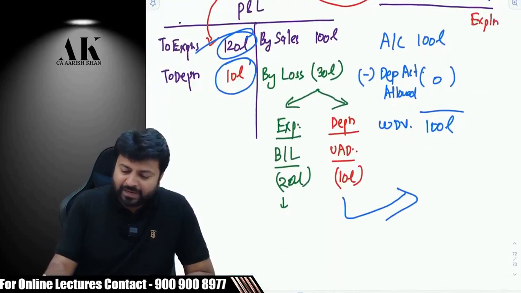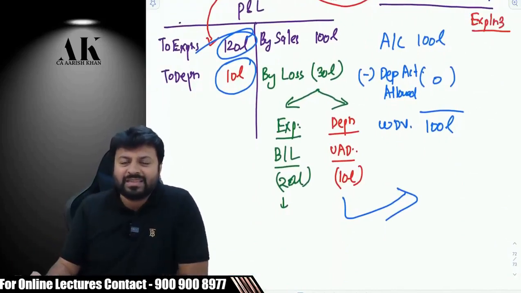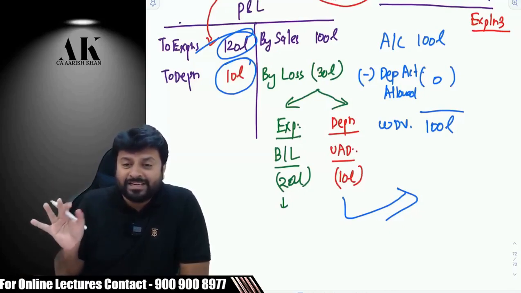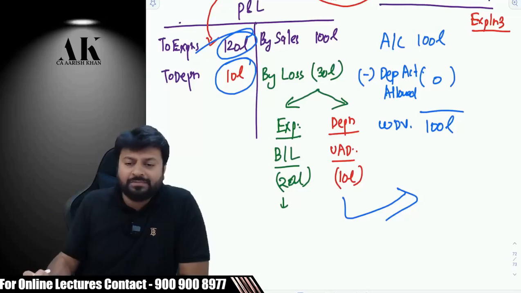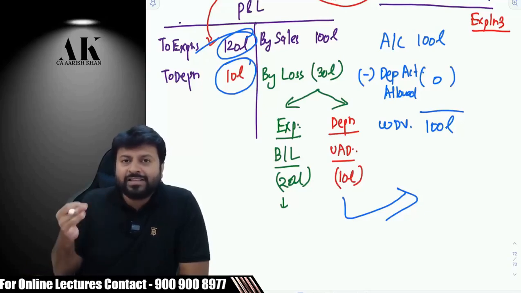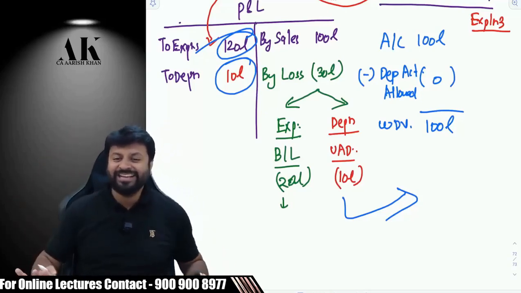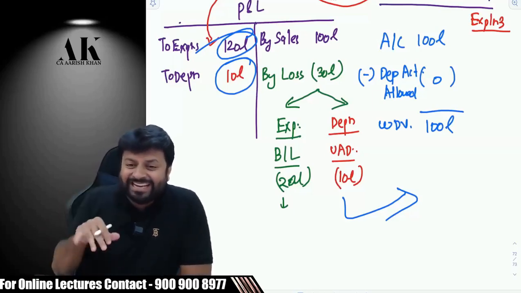Listen carefully. Explanation 3 to section 43(6). They say that unabsorbed depreciation, as per Explanation 3 to 43(6), an explanation being a clarification, is deemed to be actually allowed. What they have said is that it is deemed to be actually allowed.